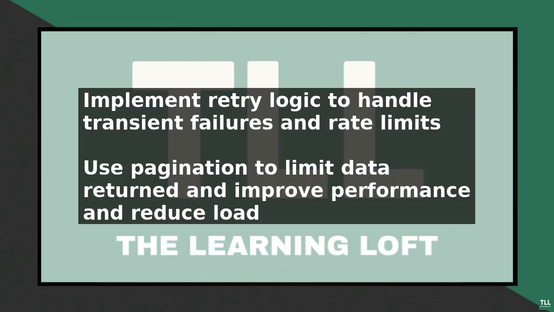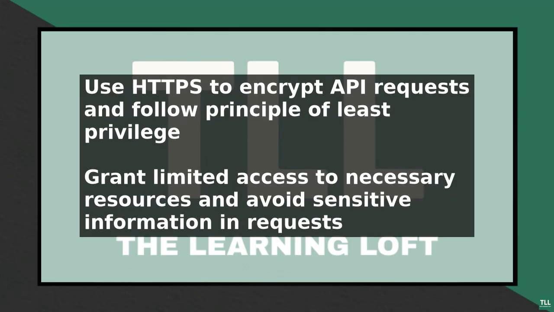Security is also an important consideration when using the Azure Synapse REST API. You should always use HTTPS to encrypt your API requests and never include sensitive information, such as your client secret, in the request body. You should also use the principle of least privilege when granting permissions to your application, and limit access to the necessary resources.